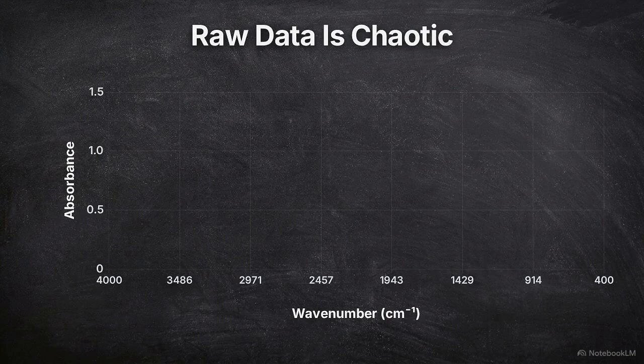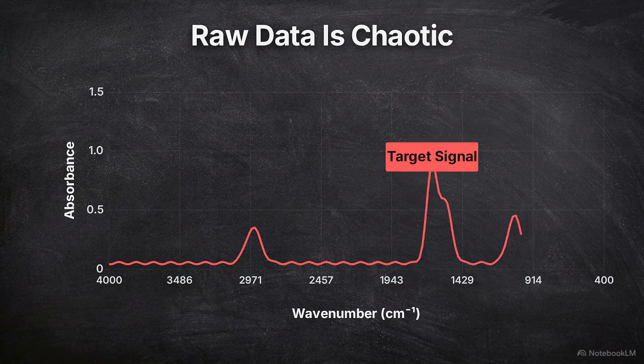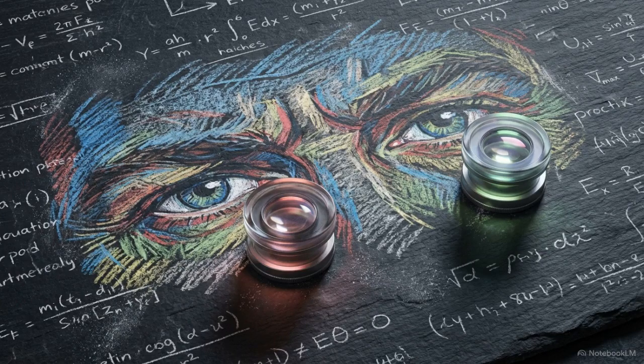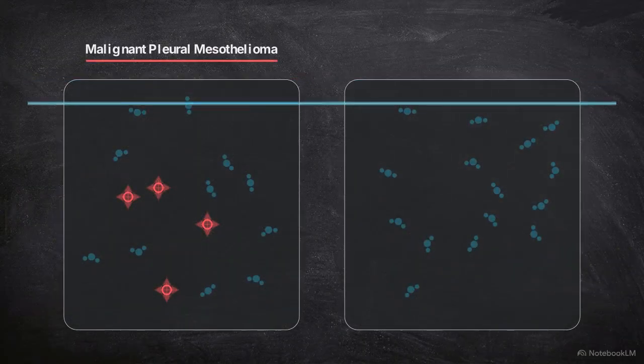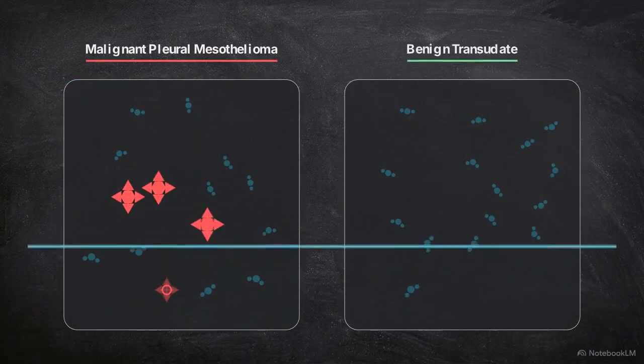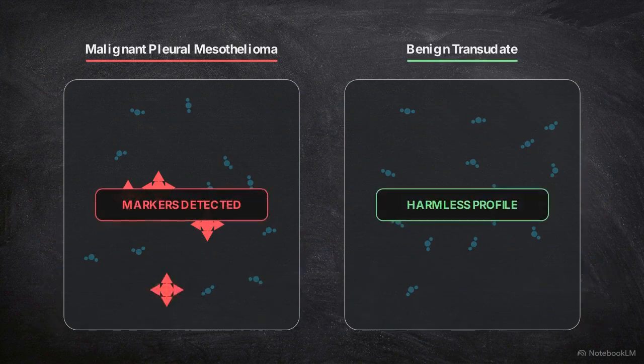This graph shows the immediate problem with raw FTIR data. Because the fluid contains thousands of overlapping biological molecules, the output is a chaotic superimposition of structural noise, where the actual biological signal is buried. The clinical objective hidden in that noise is highly specific. We need to distinguish the chemical markers of malignant pleural mesothelioma from a harmless, benign transudate.